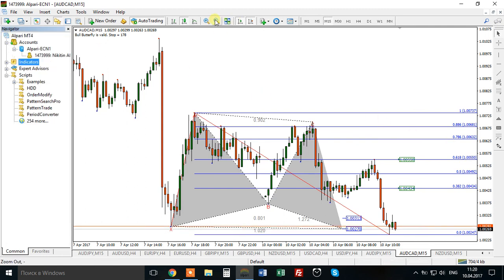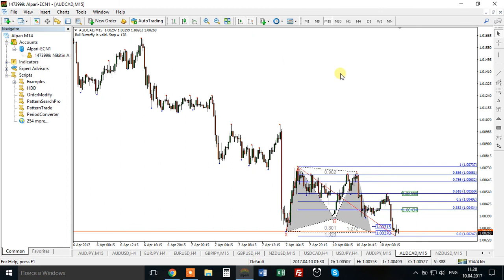Well guys, that's it about opportunities. One of them is an intraday trading opportunity, a smaller butterfly formation, and another is a larger cipher pattern on the 4-hour time frame, a swing trading opportunity.